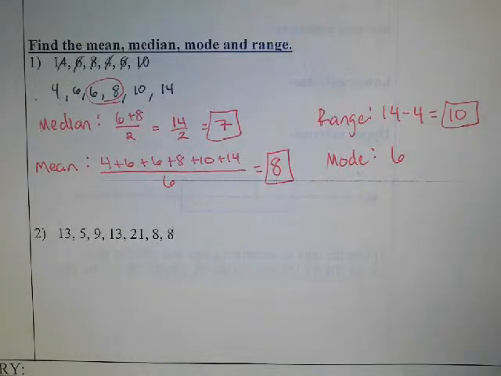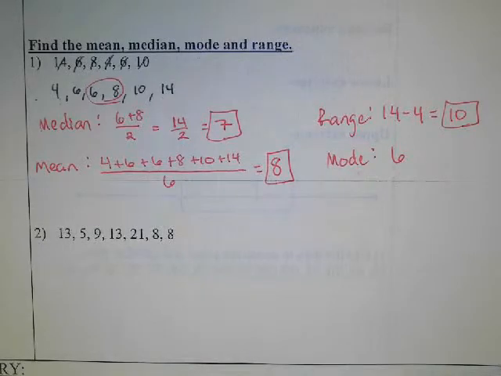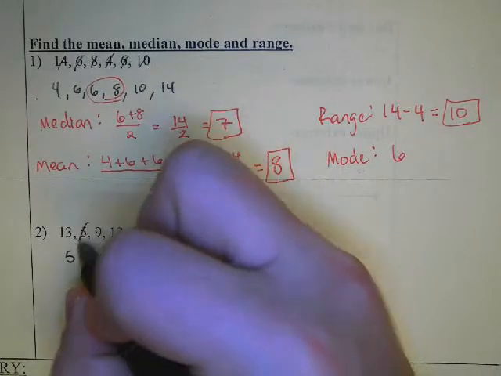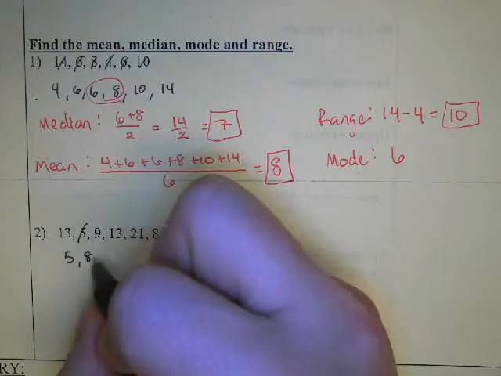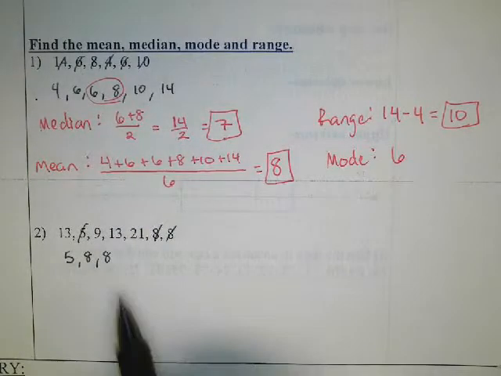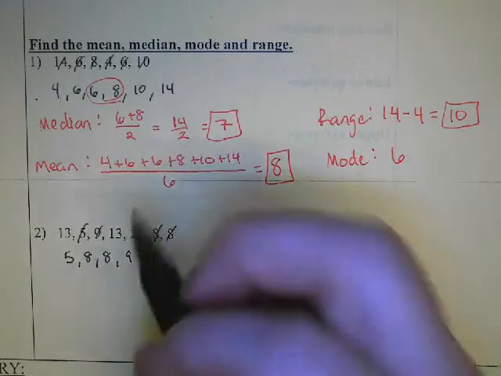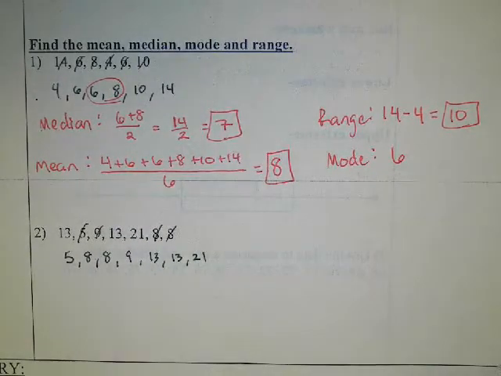So if you take the chance to try this on your own, the first thing we're going to do is list everything in order. So my smallest number is 5. My next number is 8. And there's another 8, two 8s. Then after 8 would be 9. And then I will have 13, 13, and 21.